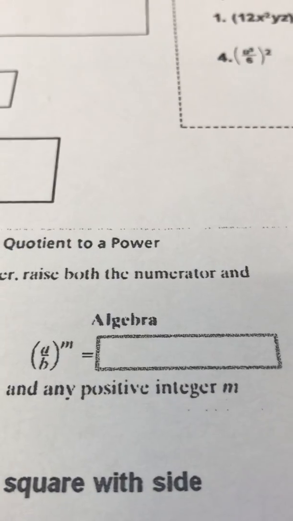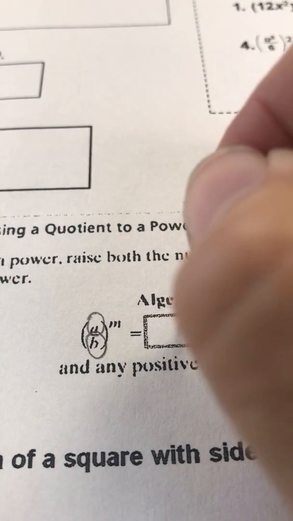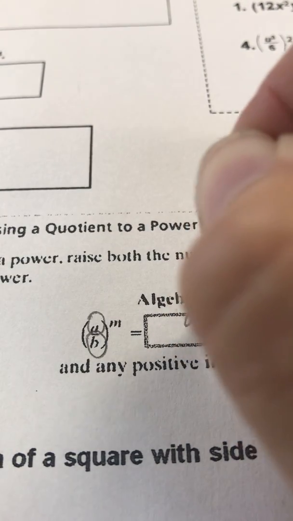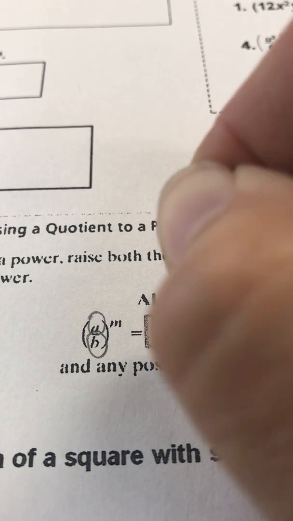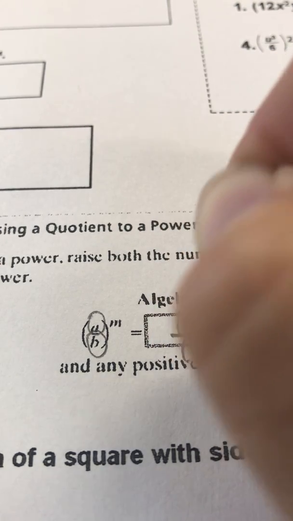For our variables, for exponent 1, that means we have a is a factor, and so is b. So we have a to the m power over b to the m power.